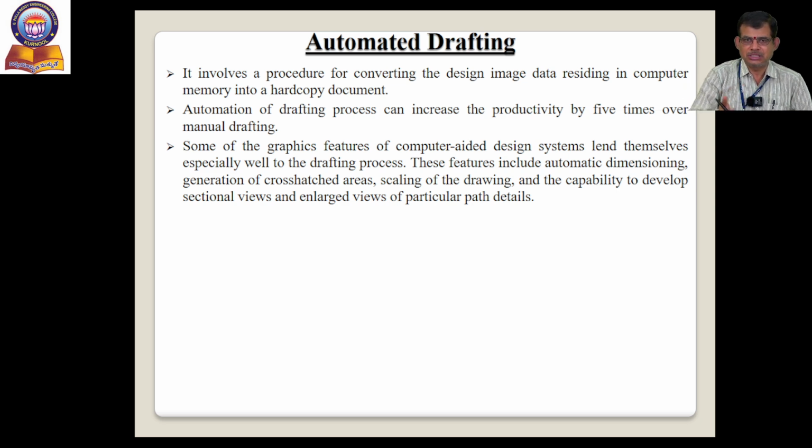So these features include automatic dimensioning, generation of cross-hatched areas, scaling of the drawing, that is increasing or decreasing the sizes, and the capability to develop sectional views also, and enlarged views of particular part details. So all this information is readily available by a single click on the automated drafting area of the CAD process.